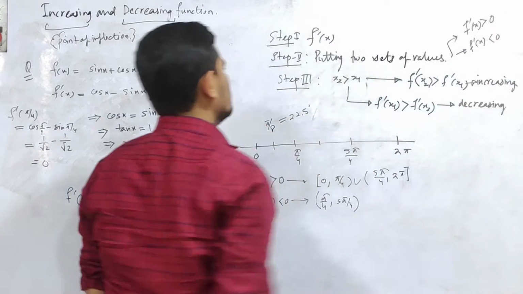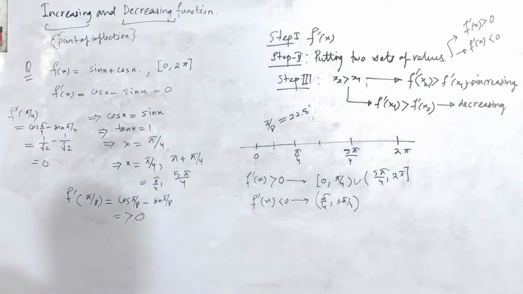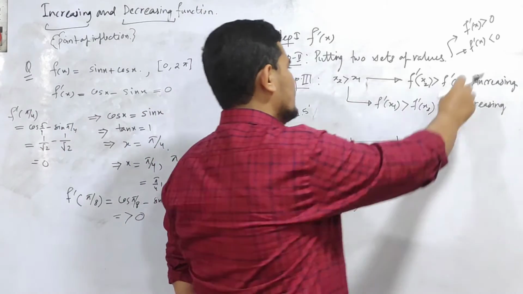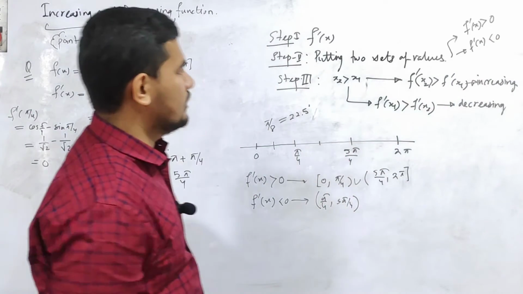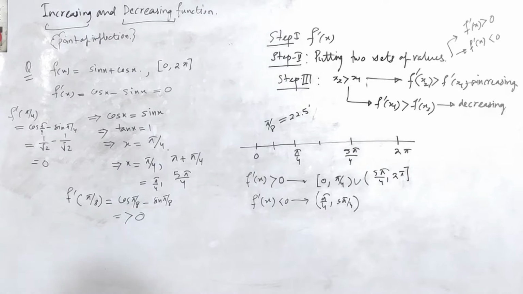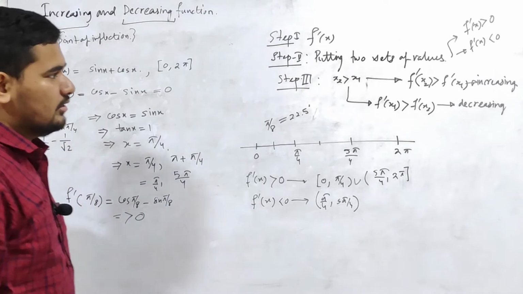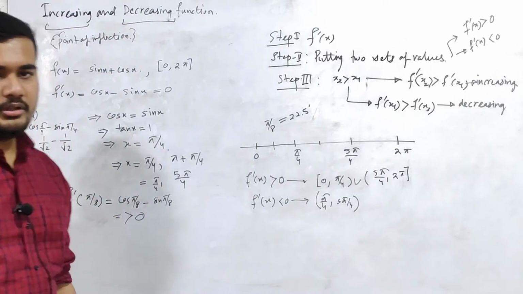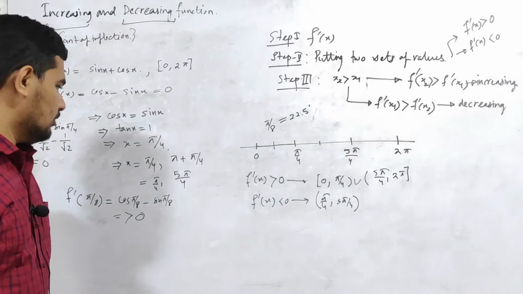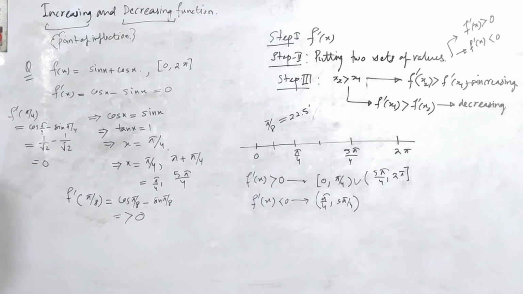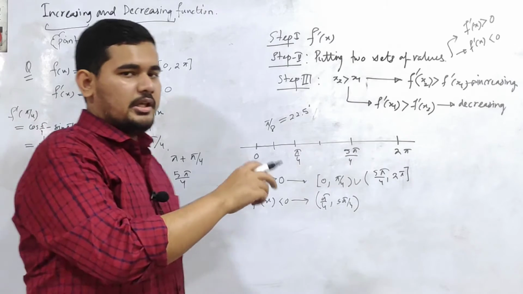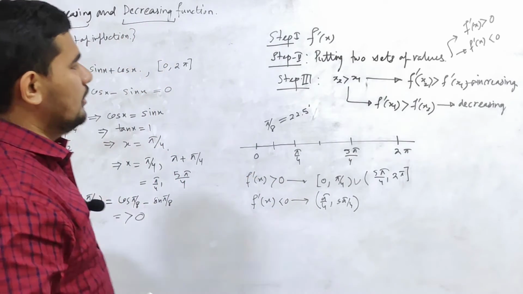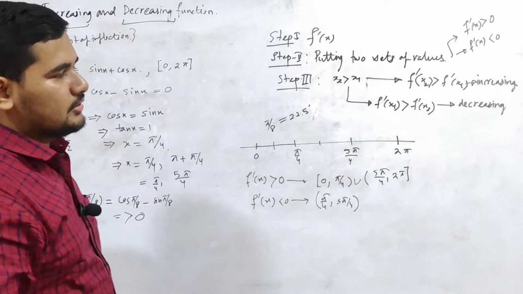When f dash of x is greater than 0, we can say this is an increasing function, and when f dash of x is less than 0, we can say that this is a decreasing function. So these are the basic concepts in increasing and decreasing functions. This is a very short topic and there's nothing complicated here, but you need to remember the steps of how to solve this kind of problems, and you can easily solve this.